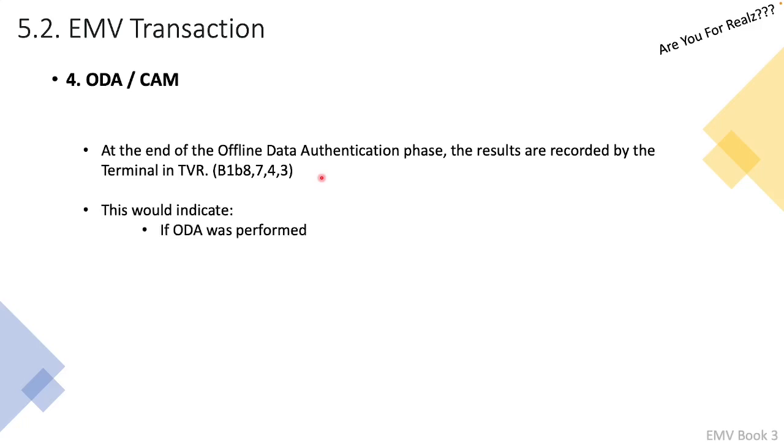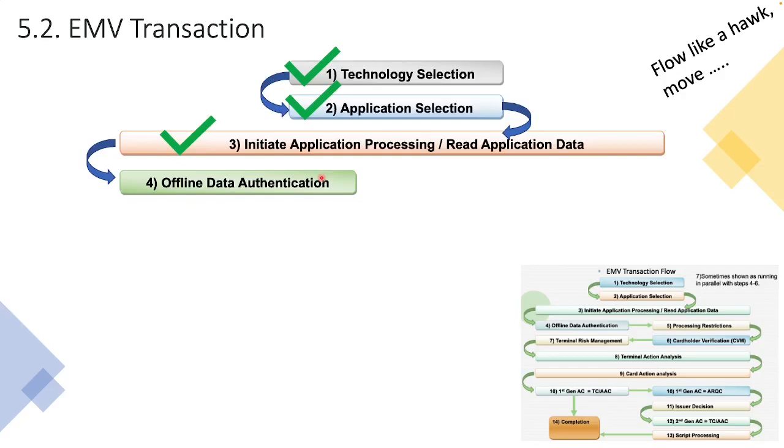Typically, the events it will record are: was ODA performed, was ODA successful, was it unsuccessful. When we have a look at the TVR template, we'll understand it in better detail. For now, that brings us to the end of step 4, the offline data authentication phase. In the next video, we will be discussing step 5, which is processing restrictions.